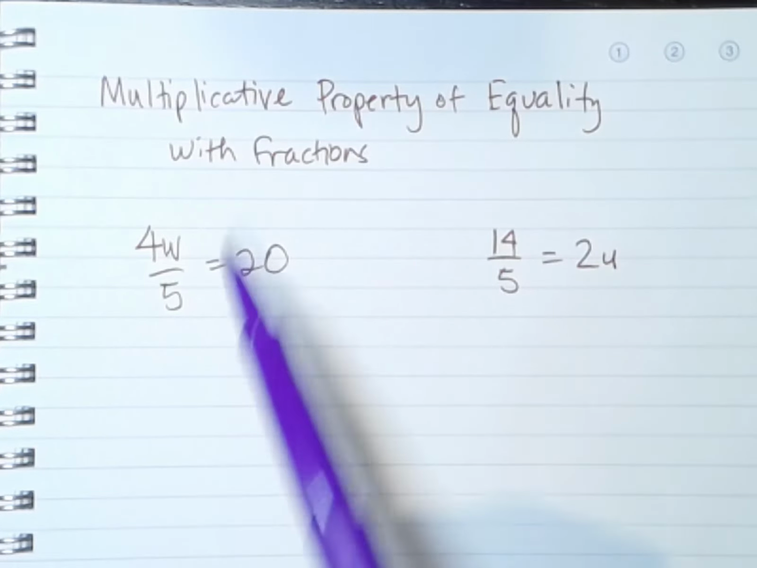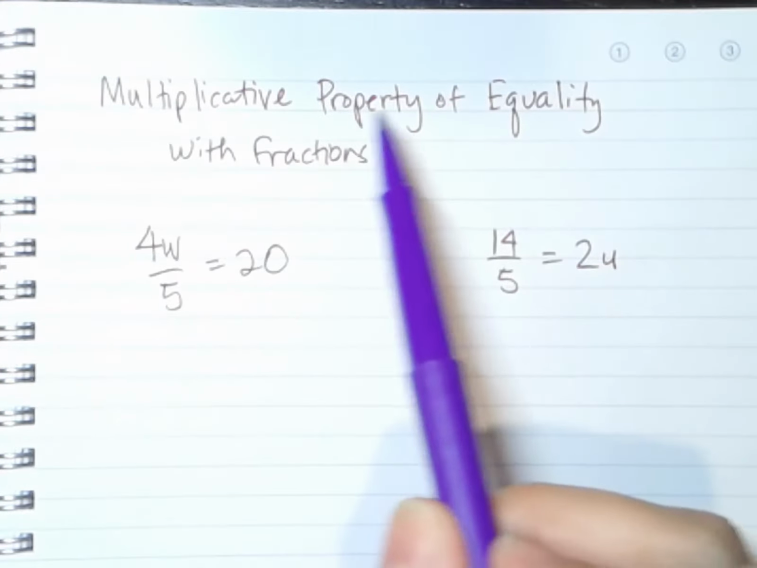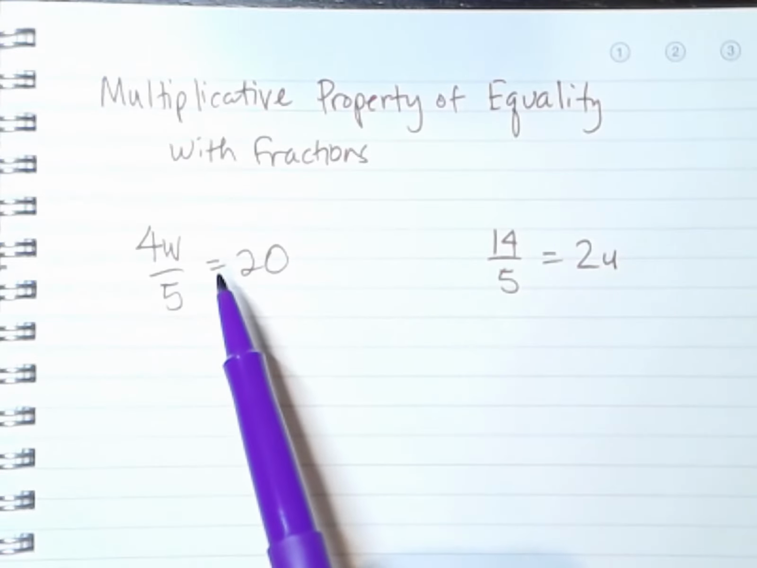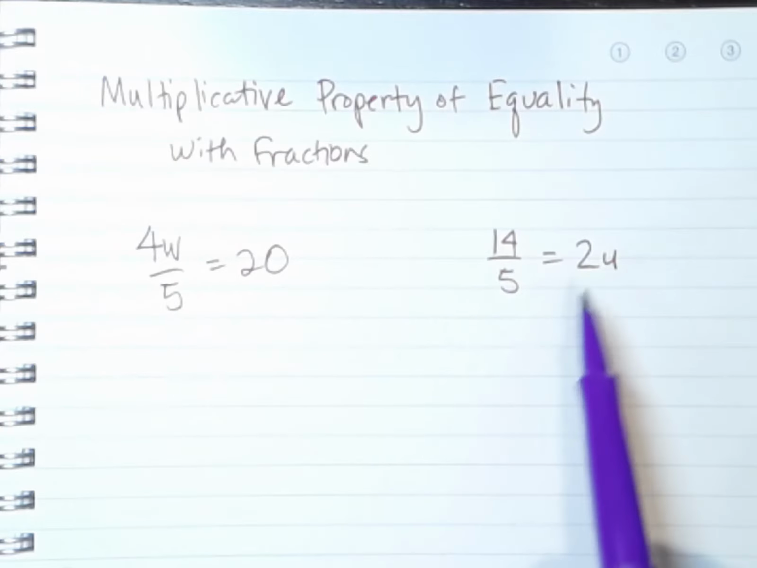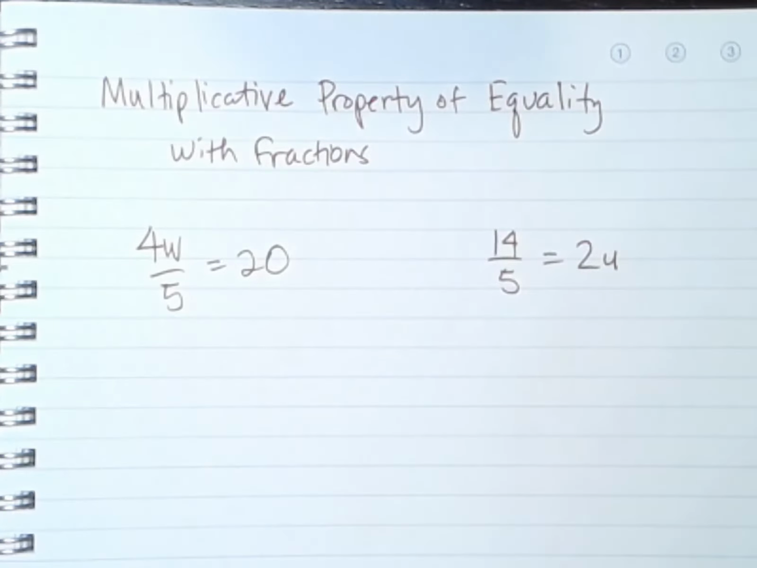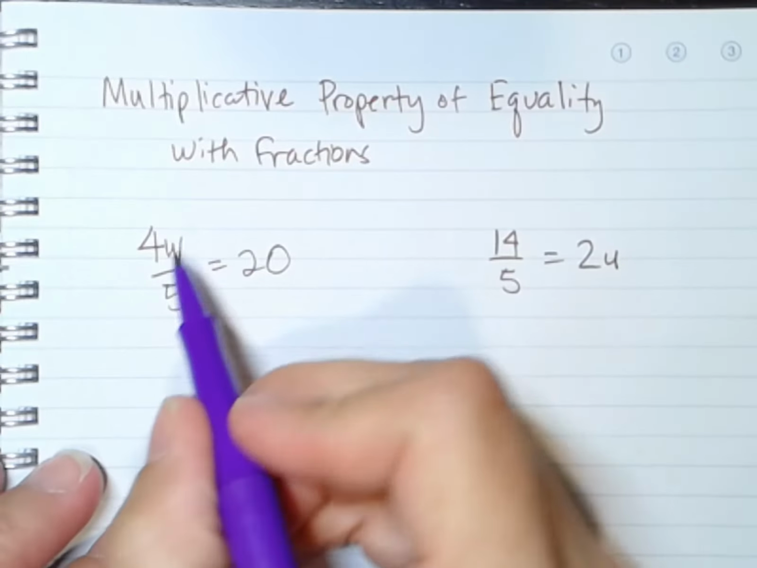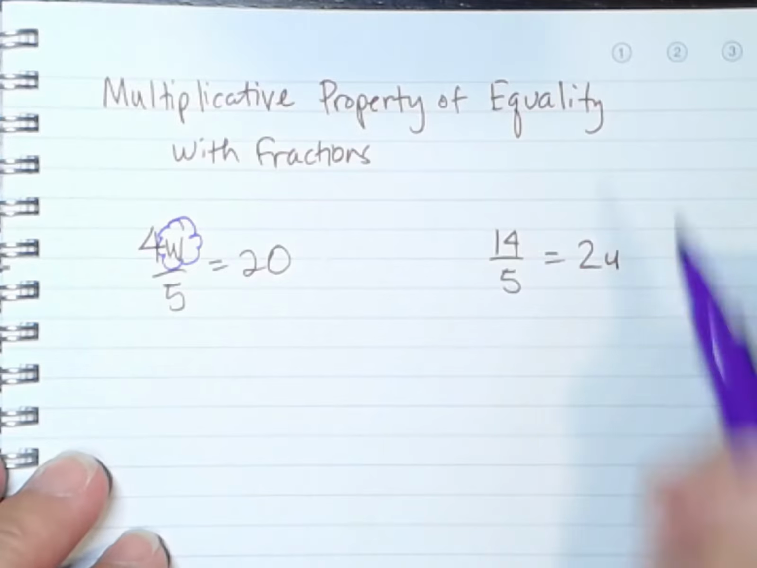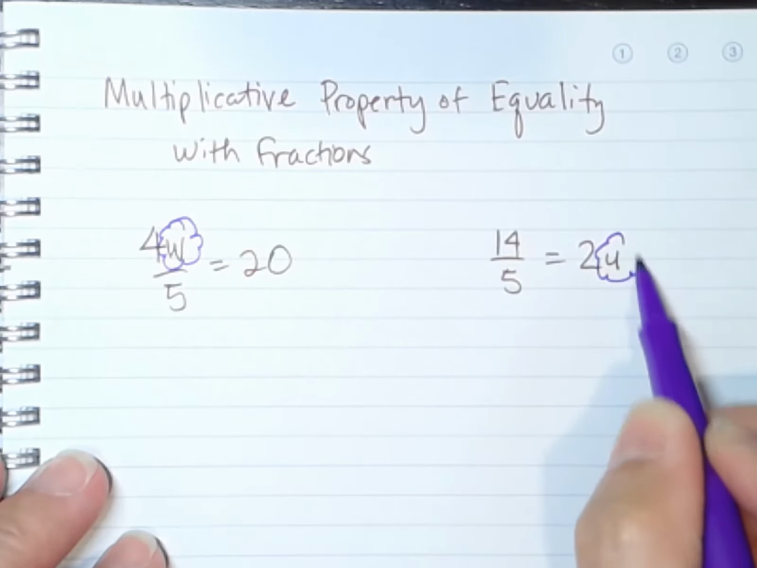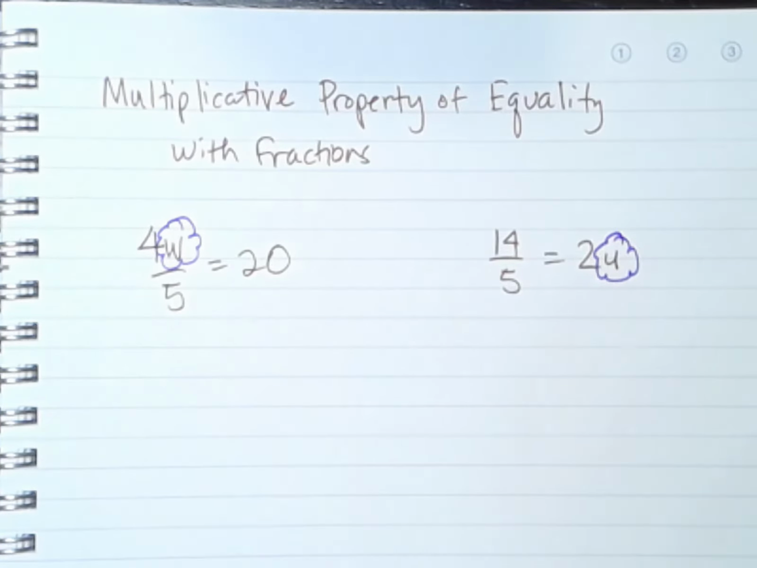Okay, so when you're asked to use the multiplicative property of equality with fractions, you may see a problem similar to this one or this one. You have to go back and remember what your job is in solving an equation. Your job to solve an equation is to get the variable by itself, okay? So my job here is to get the variable by itself. So you need to focus on the variable.